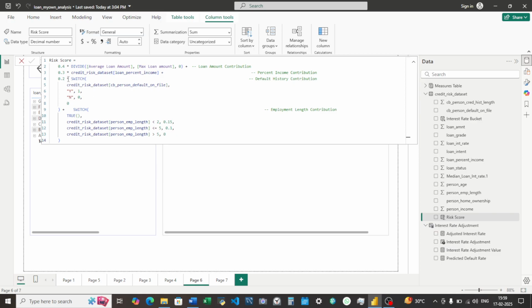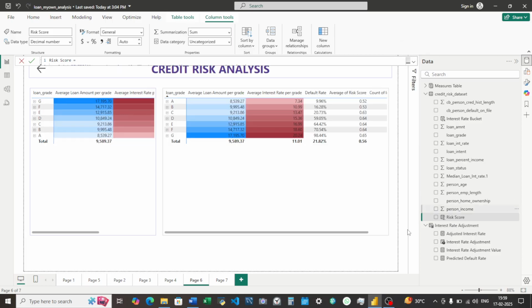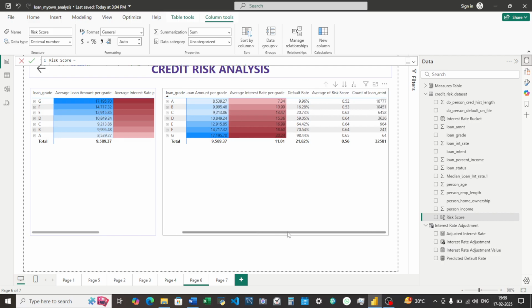for a person who defaulted, I put the value as 0.2 based on the default credit history, and then based on the employment length, I have put different risk scores. For someone who has lesser employment length, the risk is more. For someone who has more employment, the risk is less. Based on that, I have found out the risk score. That's it.